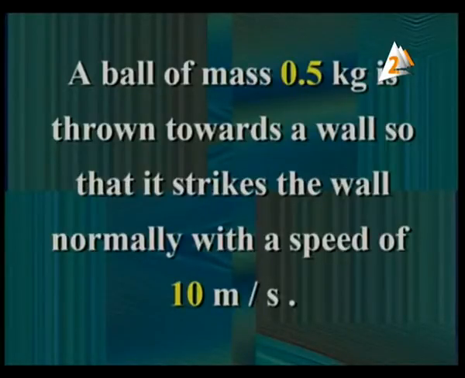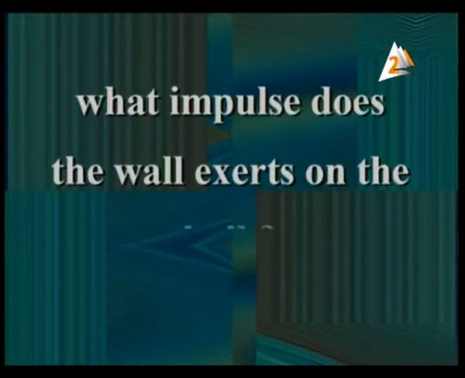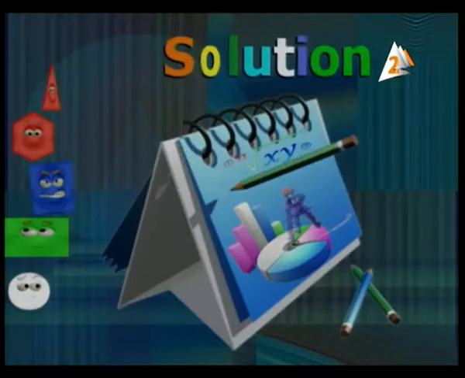A ball of mass half kilogram is thrown towards a wall so that it strikes the wall normally with a speed of 10 meters per second. If the ball bounces at right angles away from the wall with a speed of 8 meters per second, what impulse does the wall exert on the ball? How much is the resistance of the wall, if the time of the strike is 0.05 second? Solution.